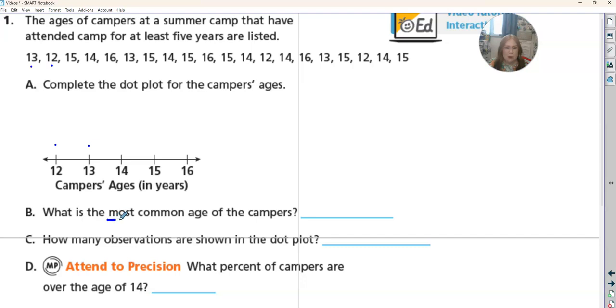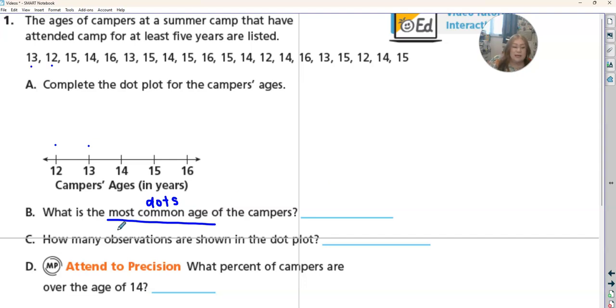Then it wants to know the most common age of the campers. So most common, that's the one with the most dots above it. So I want to know which one has the most dots. You're going to tell me that answer.